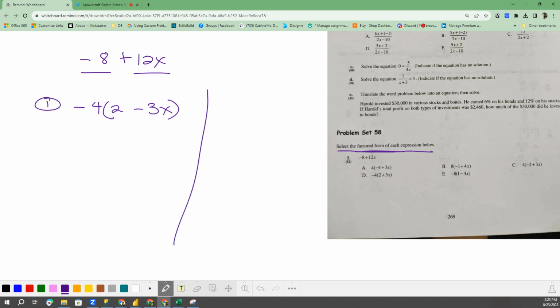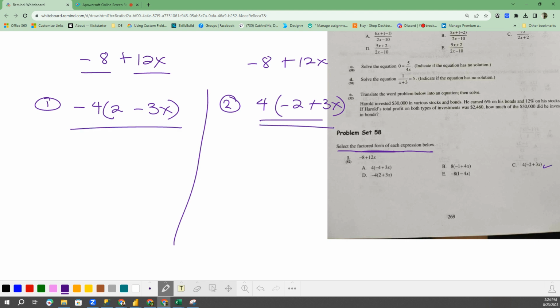Now, what about a second answer? Instead of factoring out negative 4, let's factor out 4. Okay, so from your original problem, factor out 4. So negative 8 divided by 4 is negative 2. Positive 12 divided by 4 is positive 3x. Now, do we have this answer? Positive 4, negative 2, and 3x. So we do. So this one and this one, they're both correct, just different ways of presenting them.